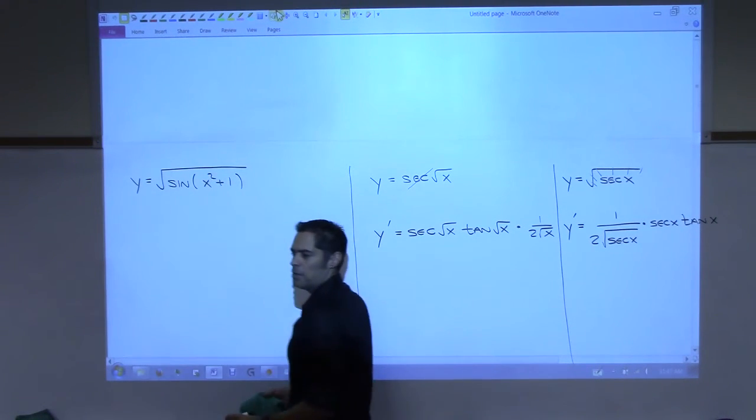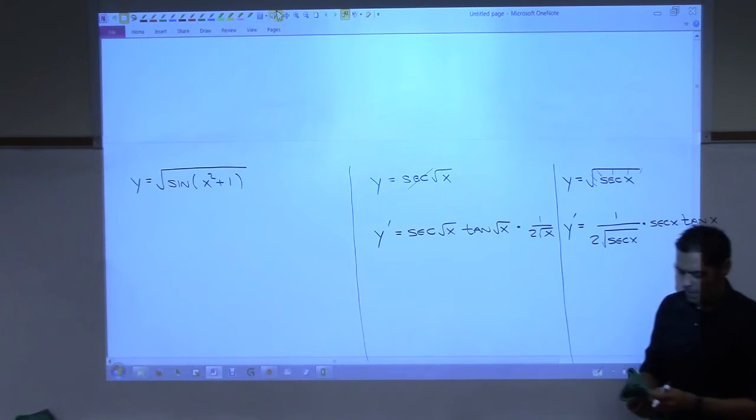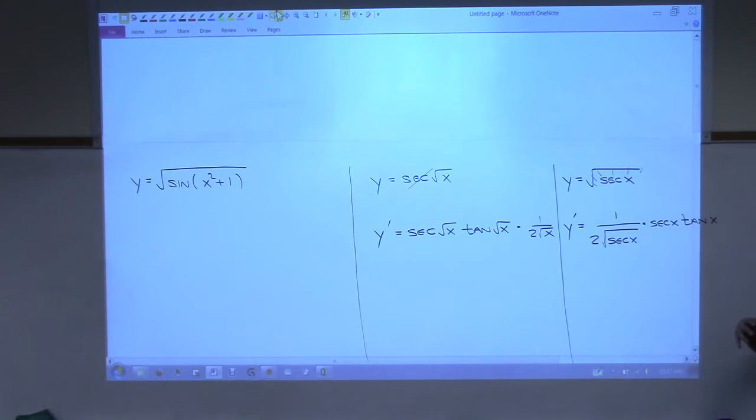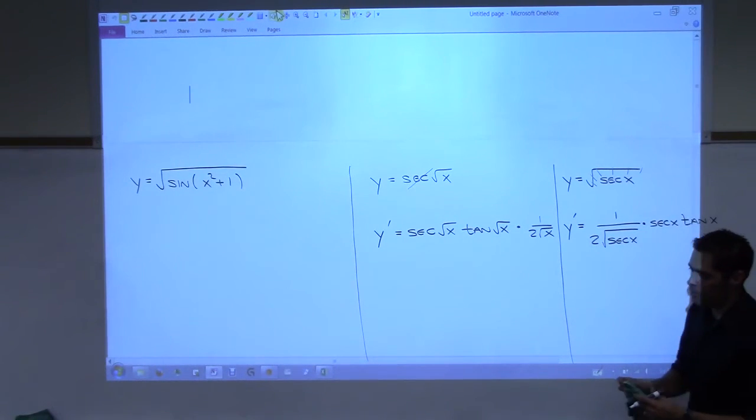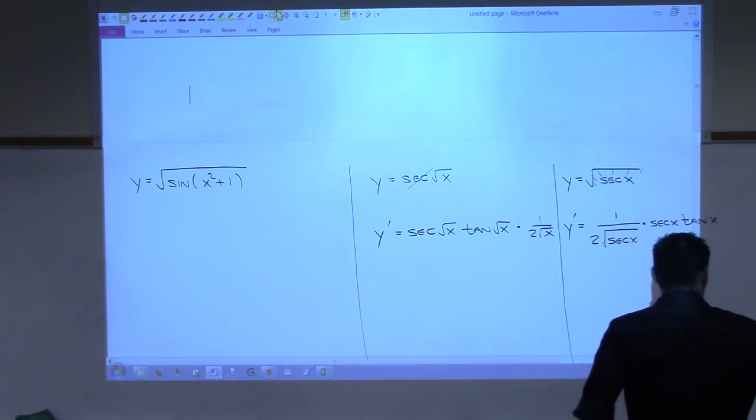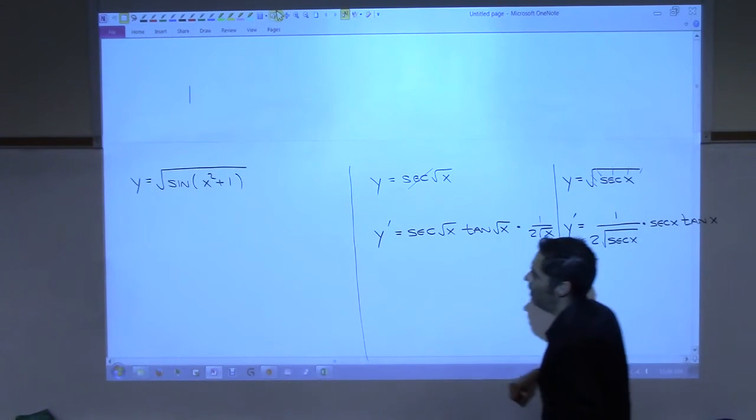All right, y'all ready for this one? We have an outer layer, which is the root, a middle layer, which is the sine, and then a layer inside of that, which is x squared plus 1. Do I have any questions? You sure? All right, on this one, I'm going to use my arm.